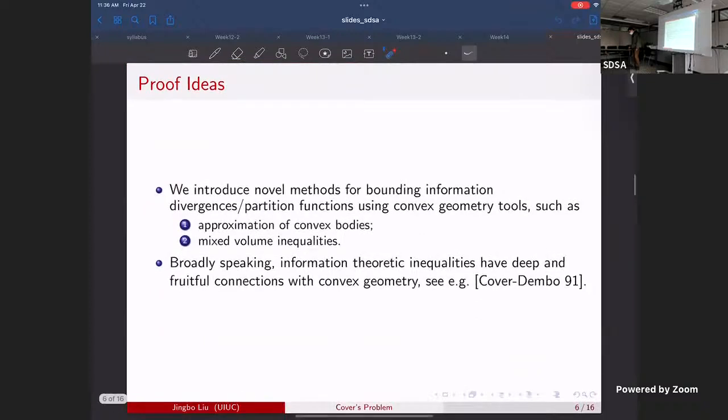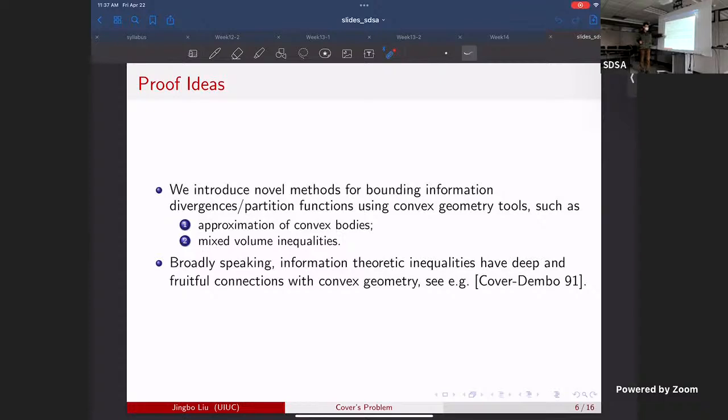For the remaining parts of this talk, I just want to mention some of the main ideas for the proof and how they are related to geometry and the empirical process. The idea is to provide some novel connections between information theory quantities, which can also be thought of as the KL divergence or certain partition functions. On the one side, we have these quantities. On the other side, we have convex geometry tools. So we are essentially building a bridge between these two areas of mathematics.